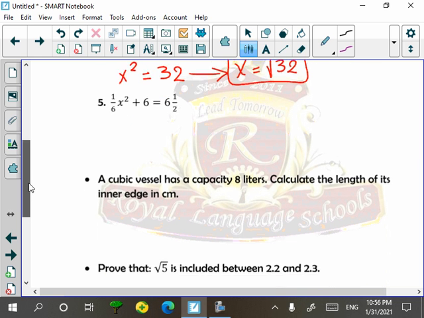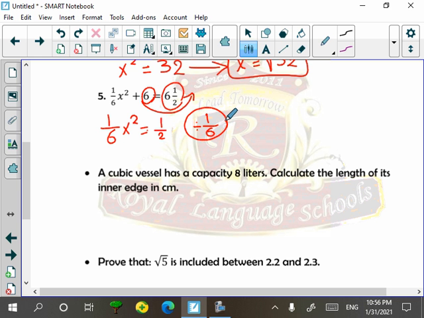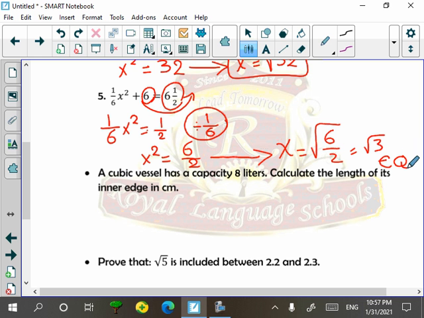Number 5: 1 over 6 x^2 + 6 = 6.5. When 6 goes to the right-hand side, 1 over 6 x^2 = 6.5 - 6 = half. Dividing both sides by 1 over 6, x^2 = half divided by 1 over 6, which is 6 over 2. Then x = square root of 6 over 2, which is root 3, which belongs to Q'. The solution set is also the empty set.